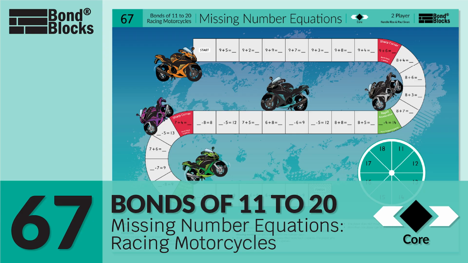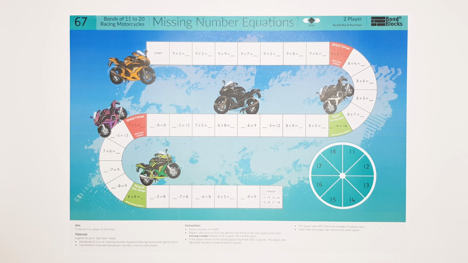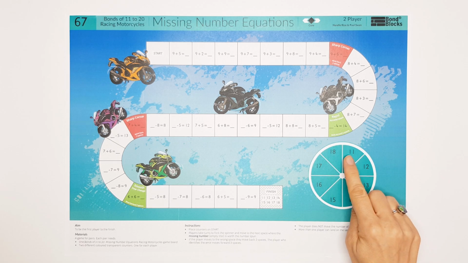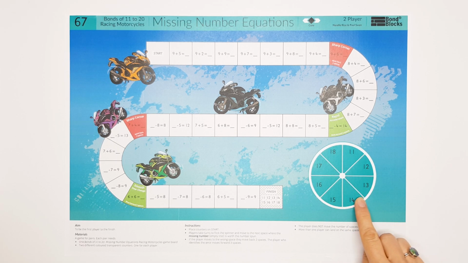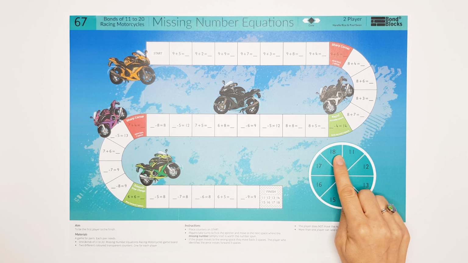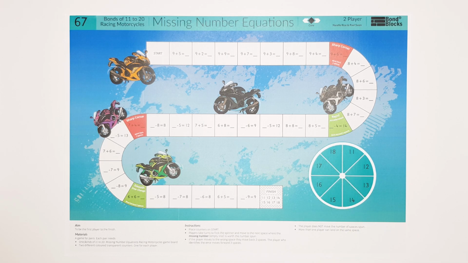Welcome to Activity 67. In this activity, we'll be developing fluency recalling single-digit two-part bonds for the wholes of 11 to 18. These will be in addition and subtraction equations, where the whole is missing. Remembering that in addition, the whole is located here, whereas in subtraction, it's located here.